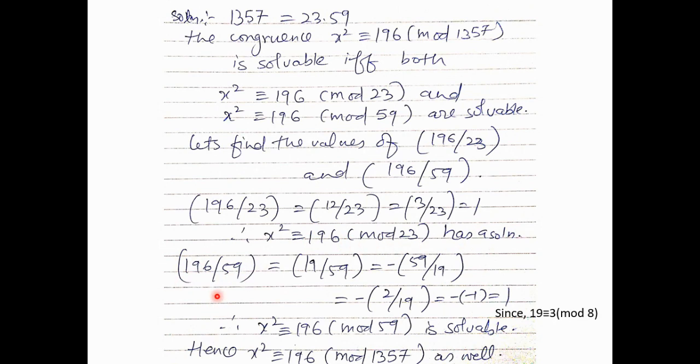Now let us see another symbol, (196/59). This is equal to (19/59), and this is equal to minus (59/19), and this is equal to minus (2/19), which is minus 1 times minus 1, which is plus 1. Therefore, this other congruence is also solvable, and hence, because both of them are solvable, the original congruence x squared congruent to 196 modulo 1357 is also solvable.